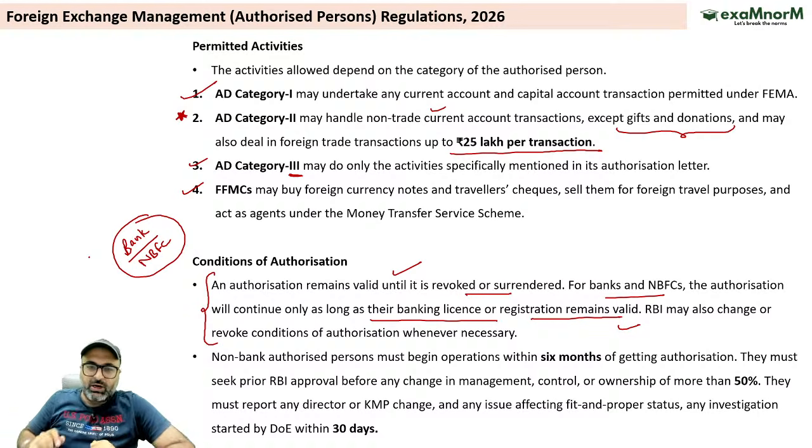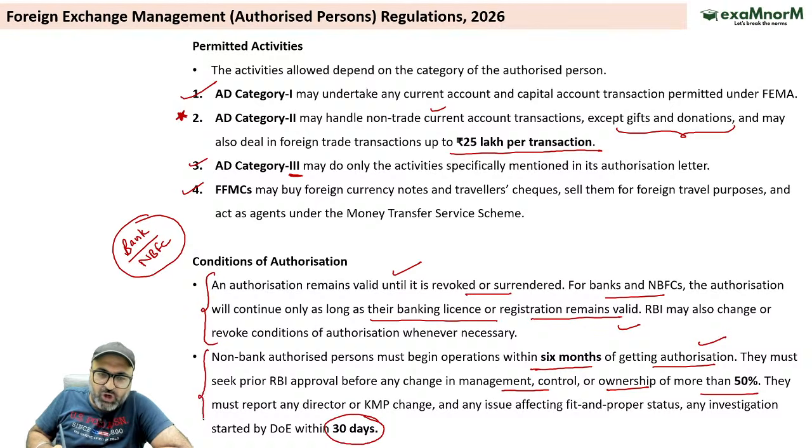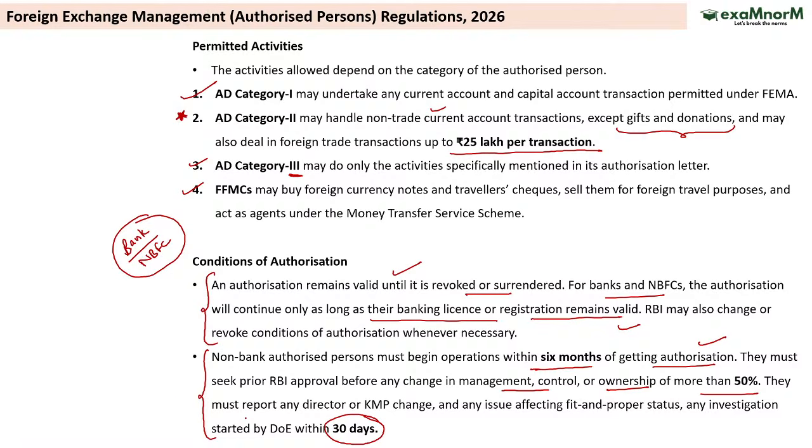There is no problem. But अगर you are a non-bank authorized person, then you must begin your operations within 6 months of getting authorization. They must seek RBI approval before any change in the management, control or ownership of more than 50%. And if there is any change, you should inform within 30 days. तो भैया इस केस में जो नॉन बैंक ऑर्गेनाइजेशंस हैं उसके लिए भी as such कोई फिक्स टाइमलाइन नहीं है that for what timeline you will be getting the authorization, but there are some conditions.